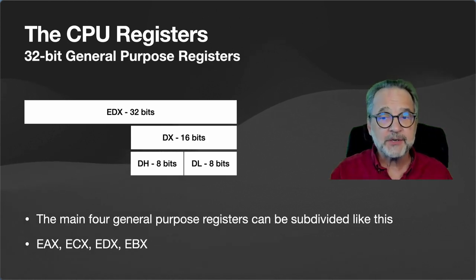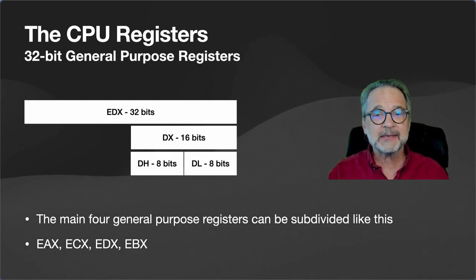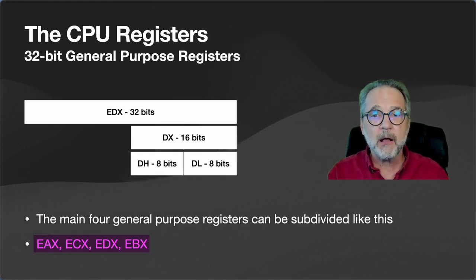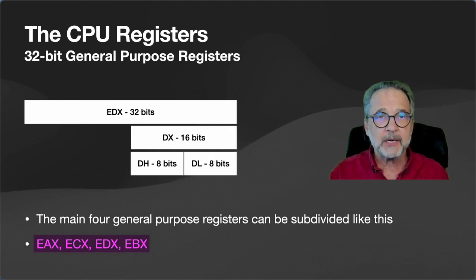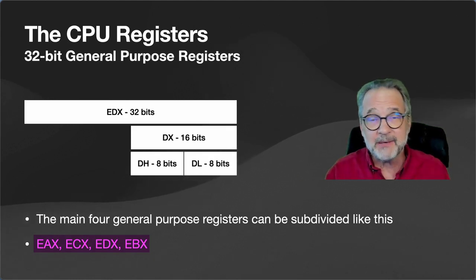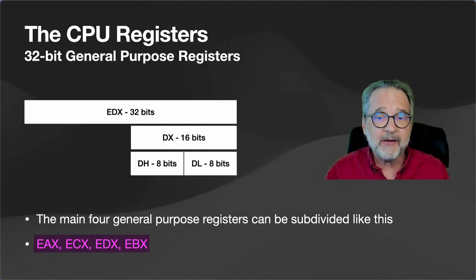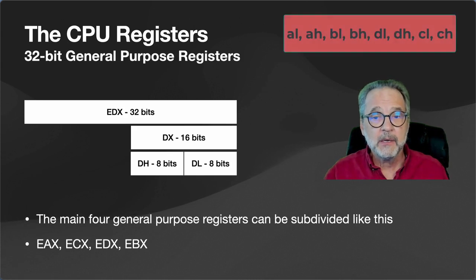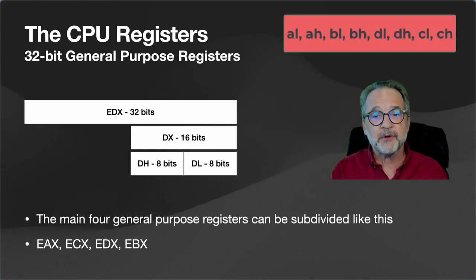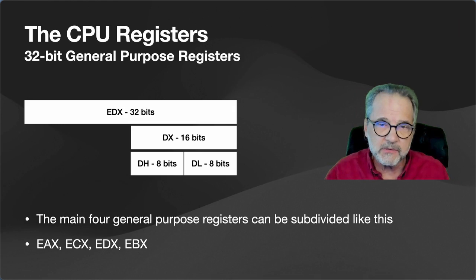The main 4 general purpose registers that have this capability are EAX, ECX, EDX, and EBX. All of them can be separated. So effectively, if you're dealing with a lot of 8-bit data, ASCII characters, you basically have 8 registers now. Because you can use the 2 smaller 8-bit registers for EAX, ECX, EDX, and EBX. So that's 4 general purpose times 2 is 8. So you can do pretty much stuff with it.